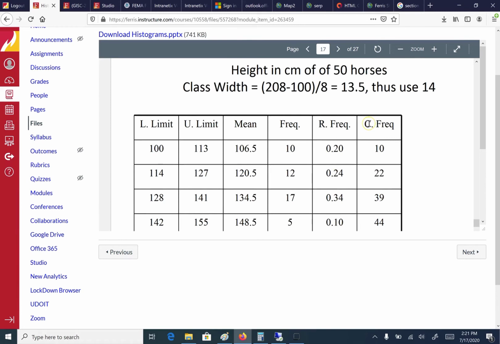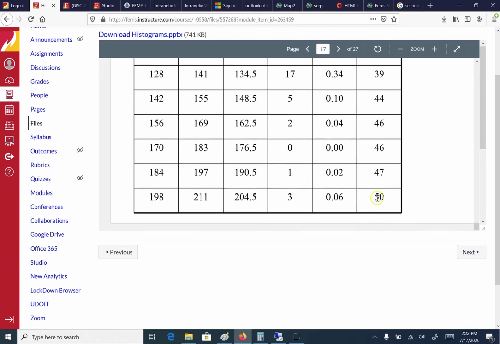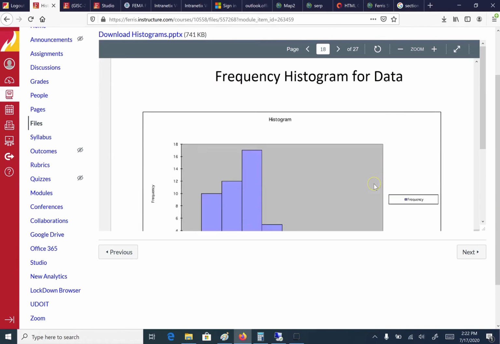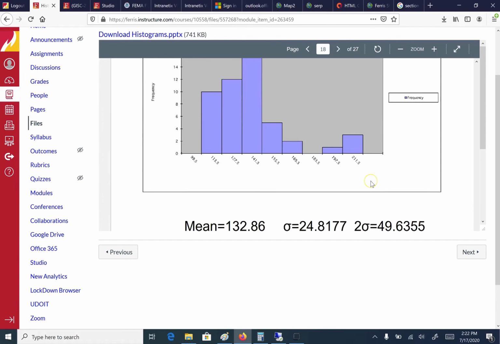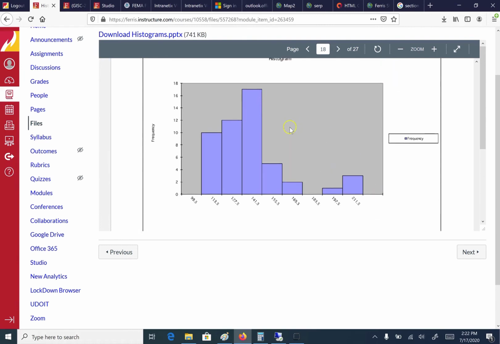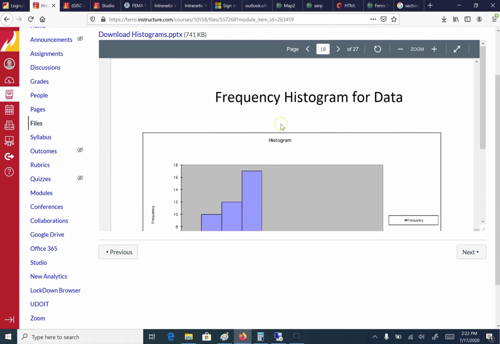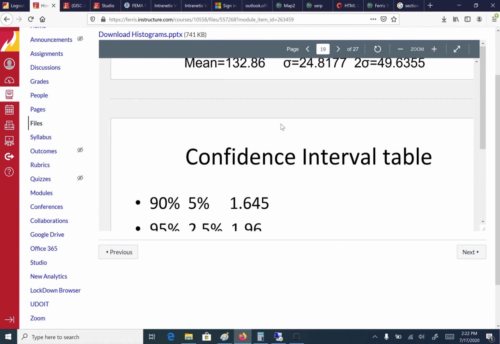This C frequency represents the cumulative frequency. So the first class represents 10. The first and the second class represent 22 horses. 10 plus 12 is 22. 22 plus 17 is 39, and so on, all the way to 50. So this is the frequency histogram.